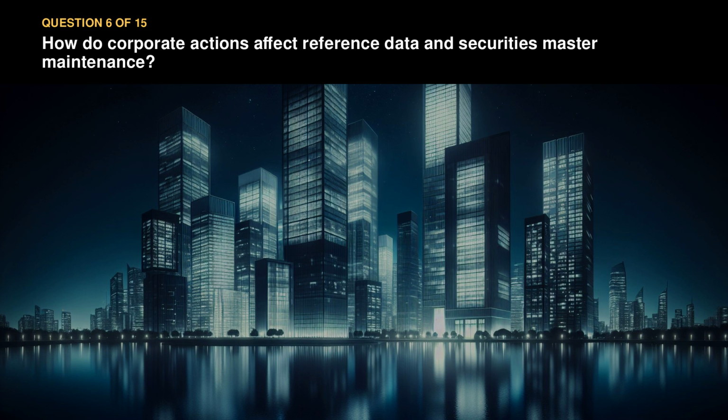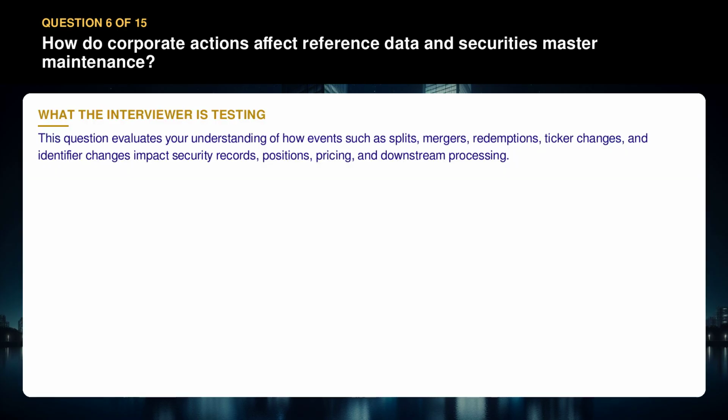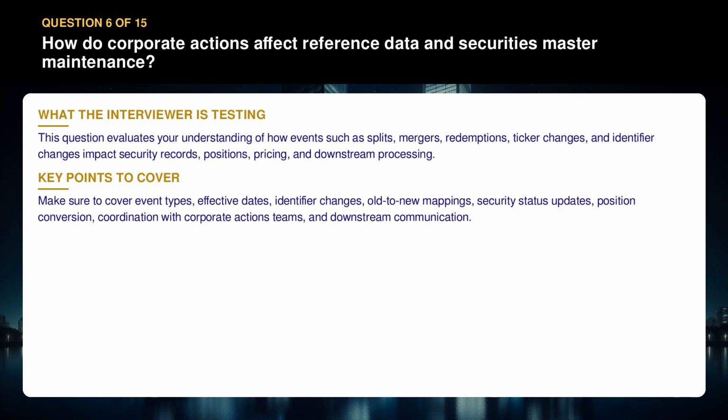Question 6. How do corporate actions affect reference data and securities master maintenance? This question evaluates your understanding of how events such as splits, mergers, redemptions, ticker changes, and identifier changes impact security records, positions, pricing, and downstream processing. Make sure to cover event types, effective dates, identifier changes, old to new mappings, security status updates, position conversion, coordination with corporate actions teams, and downstream communication.